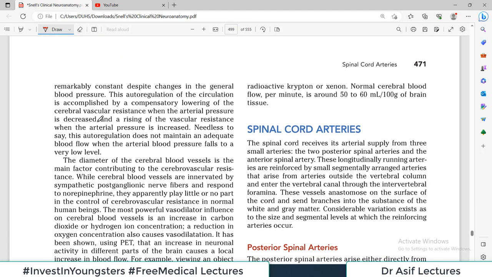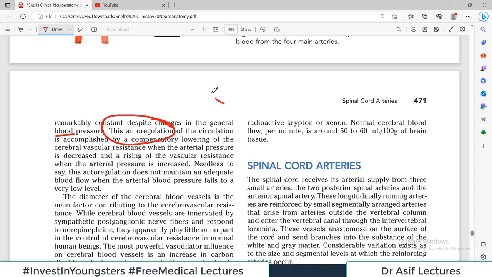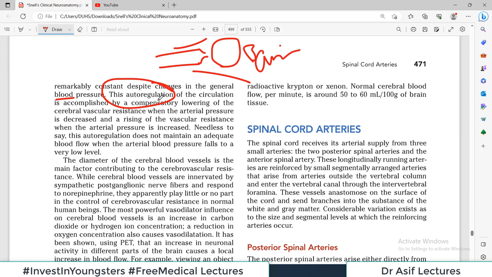Cerebral blood flow remains remarkably constant despite changes in the general blood pressure. This auto-regulation of circulation is accompanied by compensatory lowering of the cerebral vascular resistance when the arterial pressure is decreased and a rise in the vascular resistance when it is increased. So basically auto-regulation hai bhai, this is the brain. Brain ko ek constant speed pe constant blood pressure chahiye. Ab agar body ka blood pressure badh raha hai to yahan pe arterial constriction ho jati hai taki blood kam yahan pe supply ho. Agar body mein blood pressure drop ho raha hai to vasodilation ho jati hai taki blood sahi supply ho. This is all what is known as auto-regulation. Isse zyada details padhenge physiology mein.